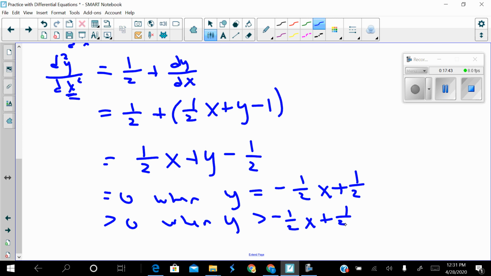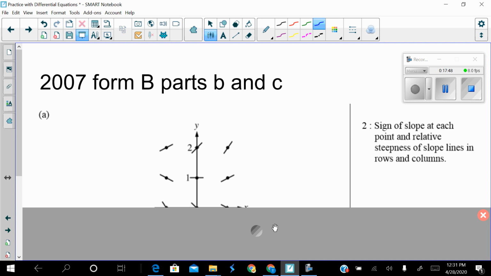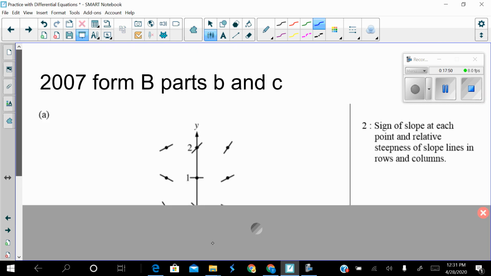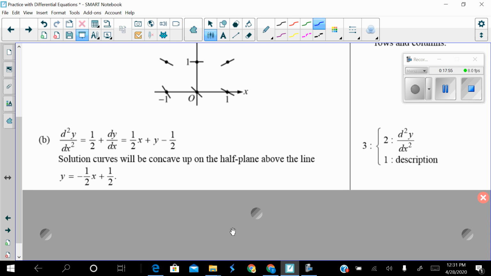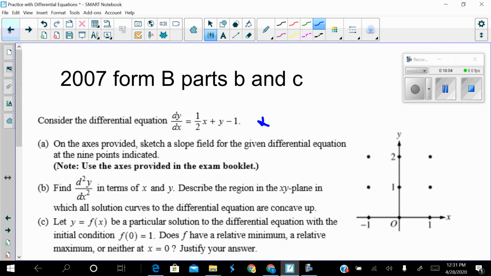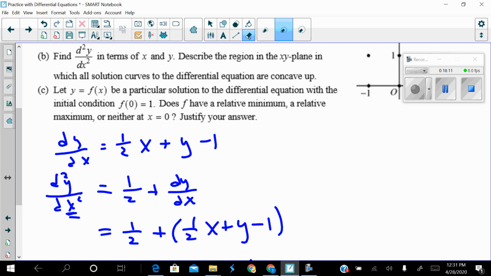Okay, let's go back now. Let's look at the answers for that. Part A we didn't do. So here we go. That was 3 points, 2 of them were to get the second derivative, so that's good. Now let's go back and look at C. Actually, let me not erase.